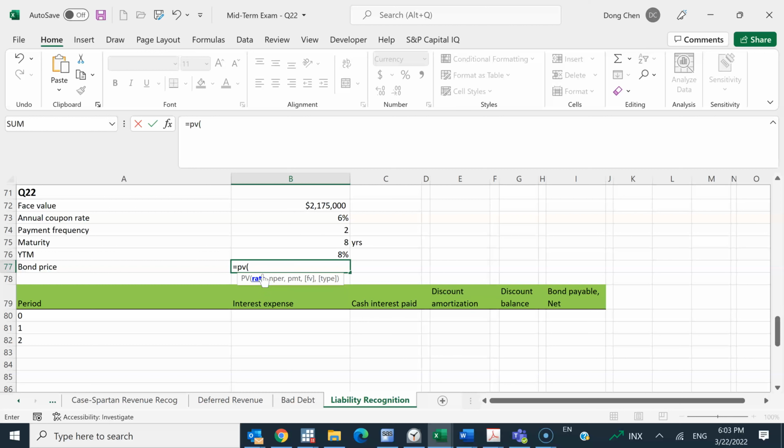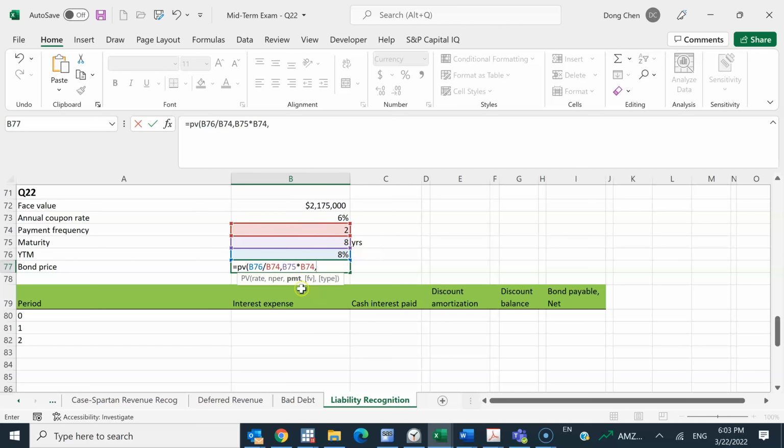So in this case, it should be referring to the semi-annual YTM, which means that we should use this number, 8% divided by the frequency of the coupon payment. So that's my interest rate, or YTM. And NPER is the number of coupon payments. So we can calculate this by multiplying the number of years by the frequency here.